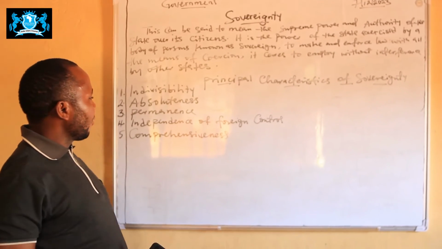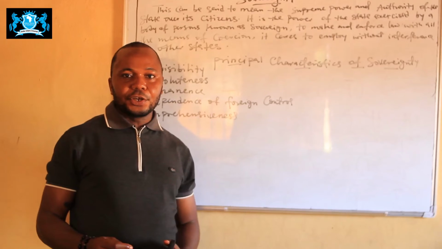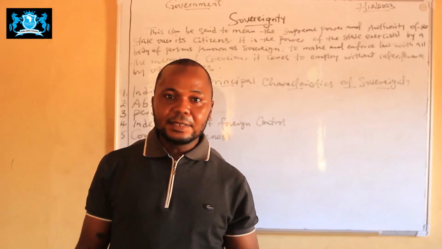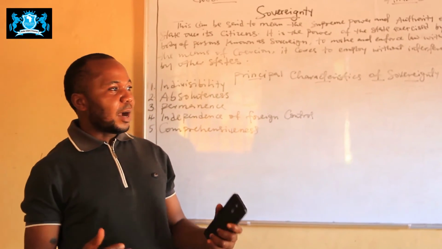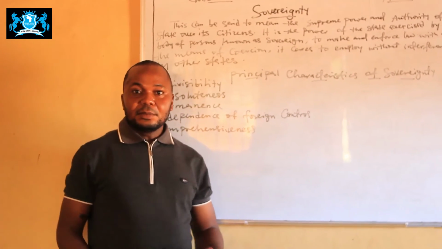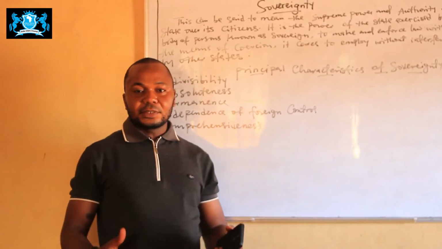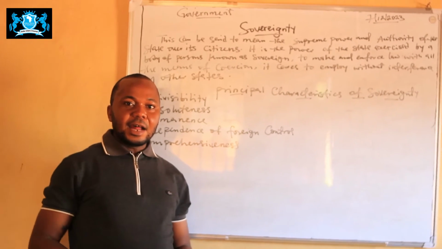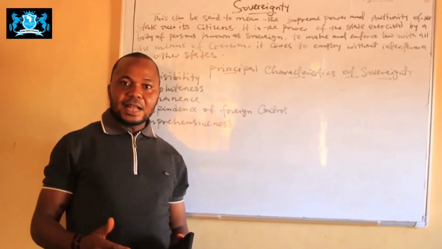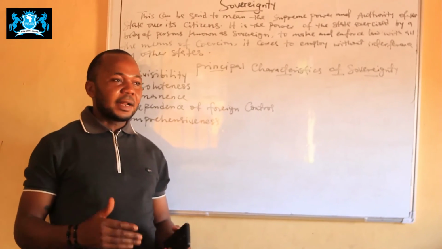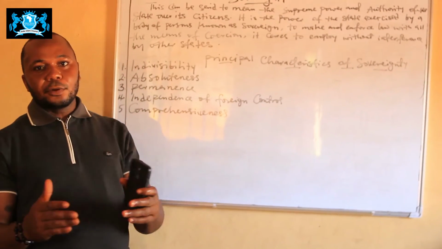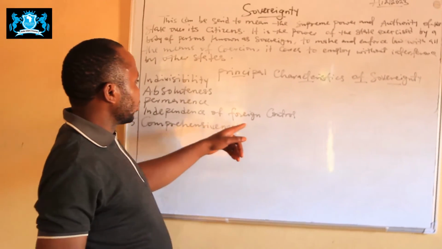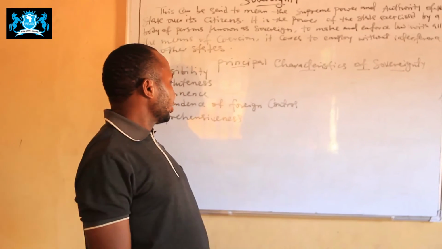The number four here we have what they call independence of foreign control. A sovereign nation cannot be controlled by external states. A sovereign nation has the power to make laws of its own, decide from the established norms and all that, what it wants from its citizens. And the foreign nations, the external states, have no power to come and ask them, why are you doing this and why are you not doing this? So by this, independence of foreign control is one of the principal features.